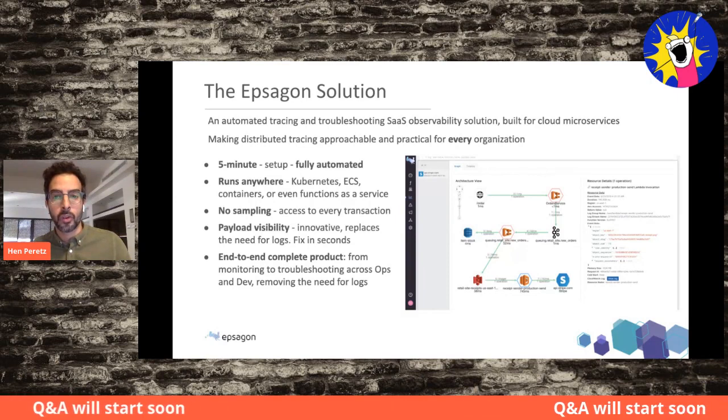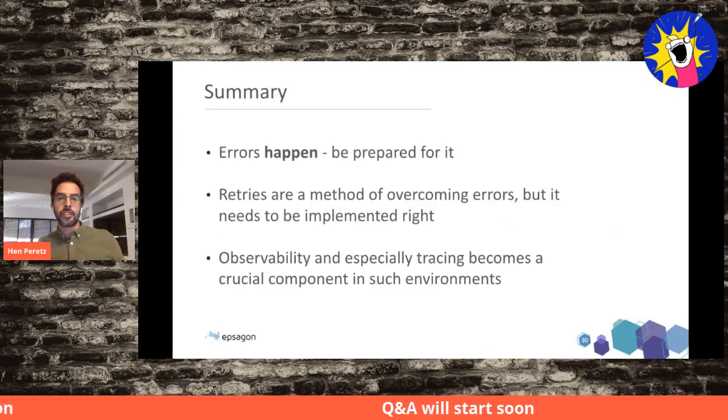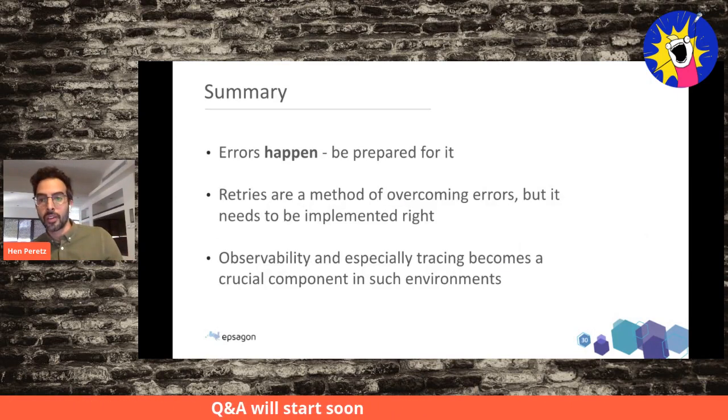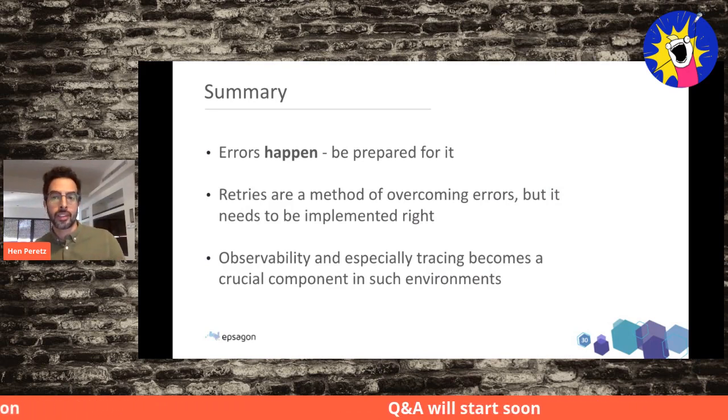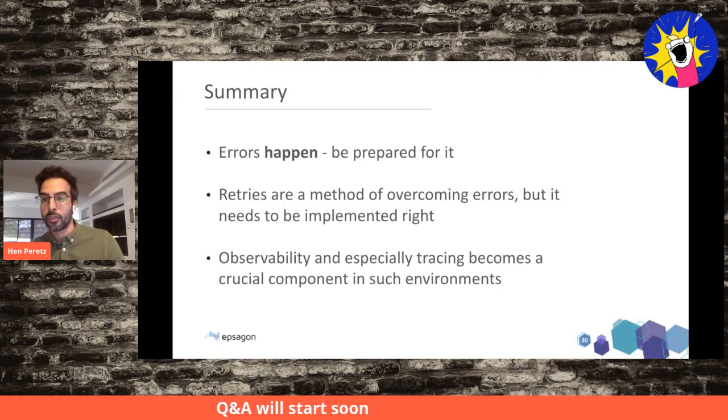So just to summarize, errors in stateless environments can and will happen. We just need to be able to identify them and prepare for them. One of the main techniques is retries, which is a very powerful method.